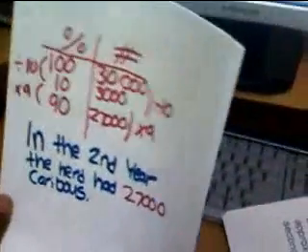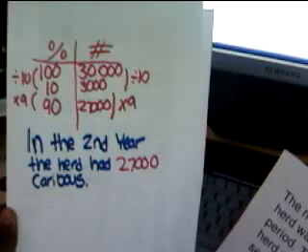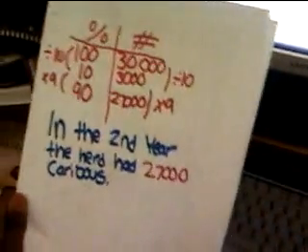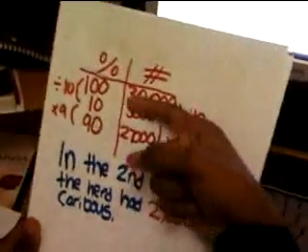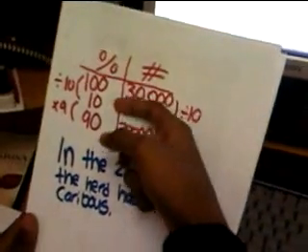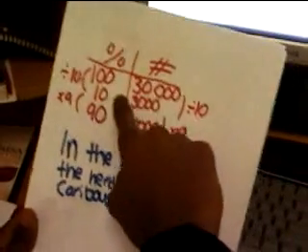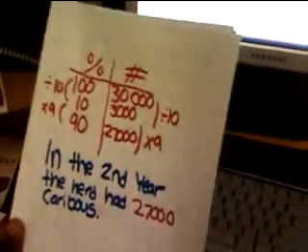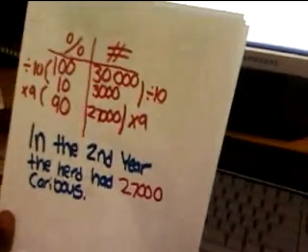For number 2, the herd was estimated at 90% of the original size. So I found 90% by 100 divided by 10, which gave me 10, and then I timed by 9, which gave me 90%. And then I did the same thing to the other side, and I got that as my answer. So, in the second year, the herd had 27,000 caribou.